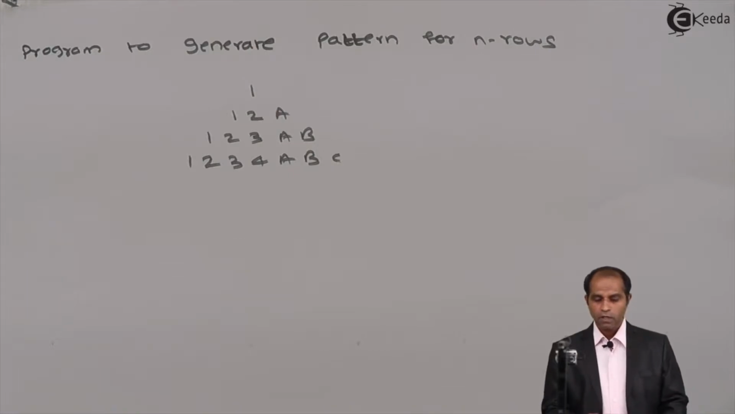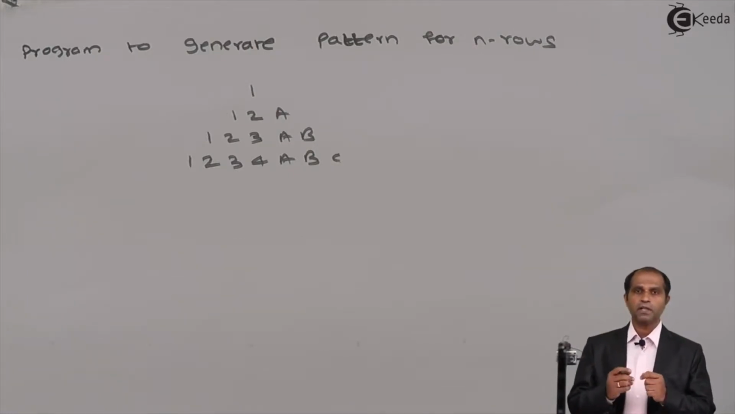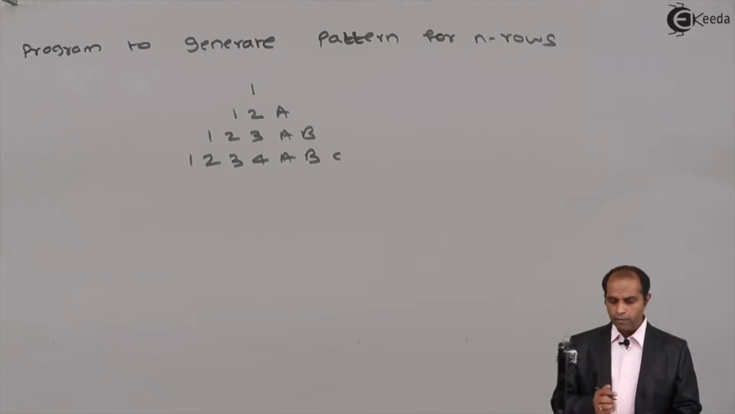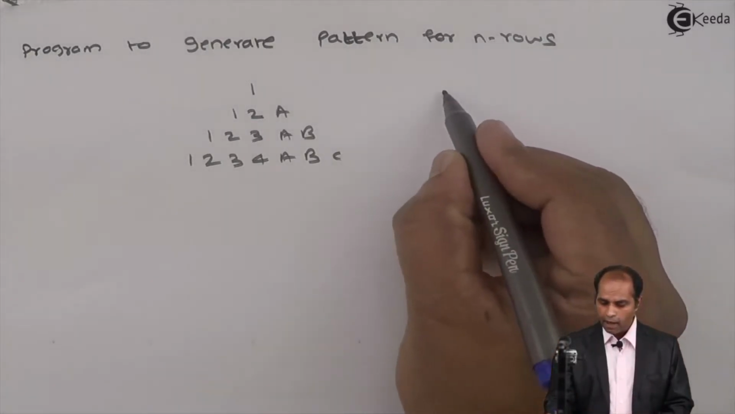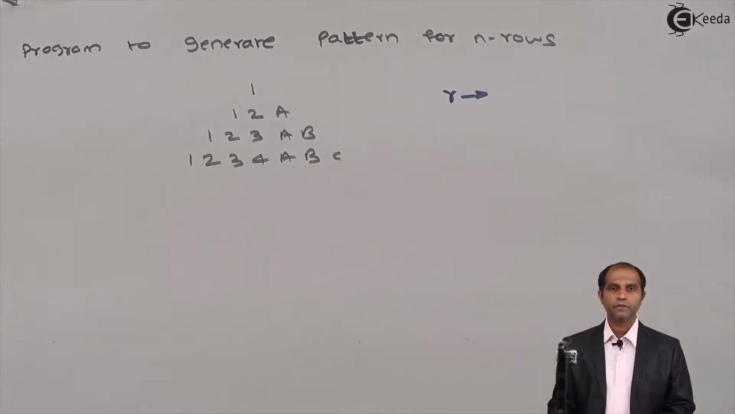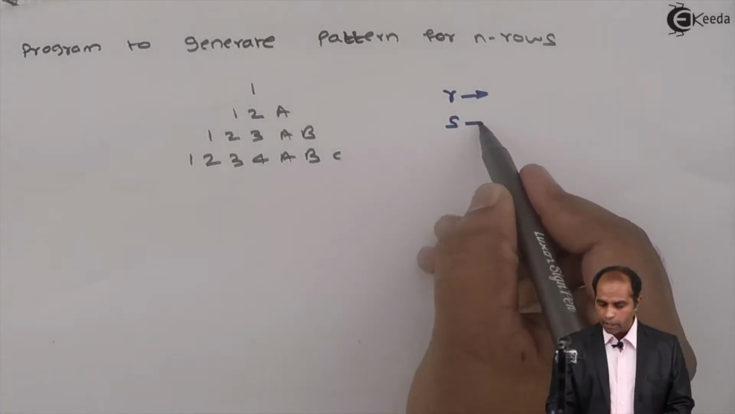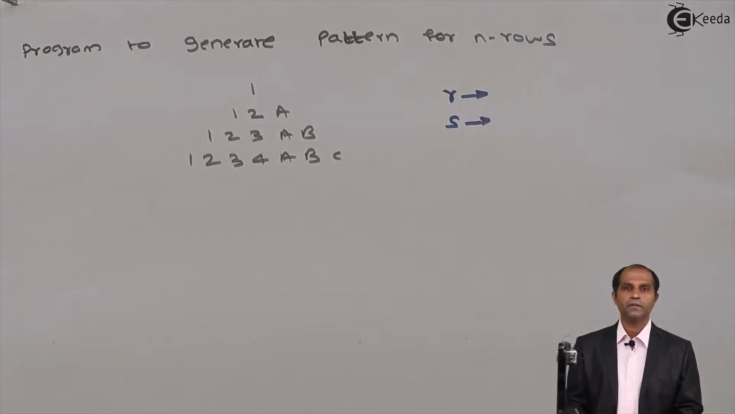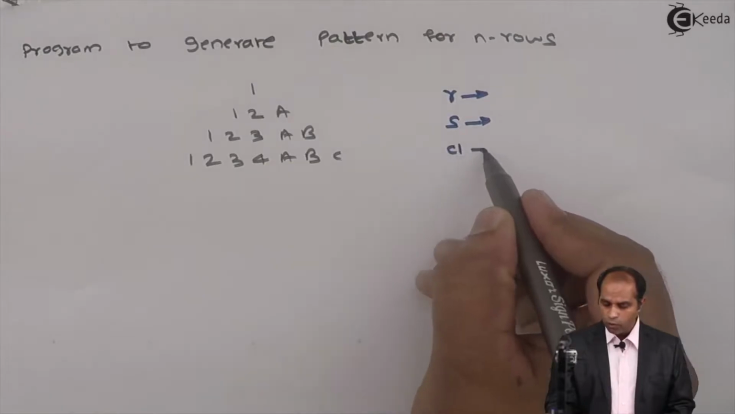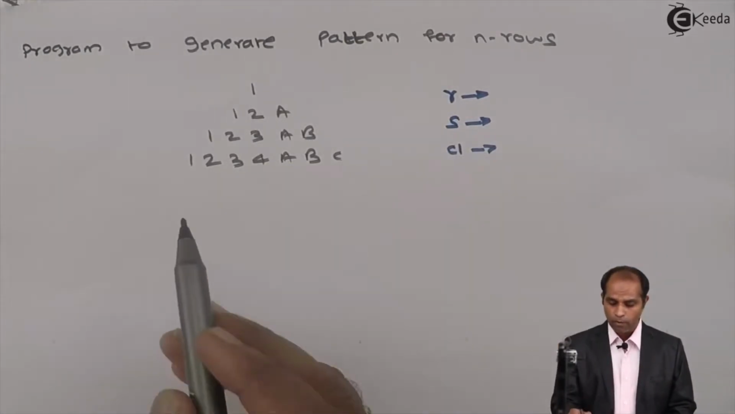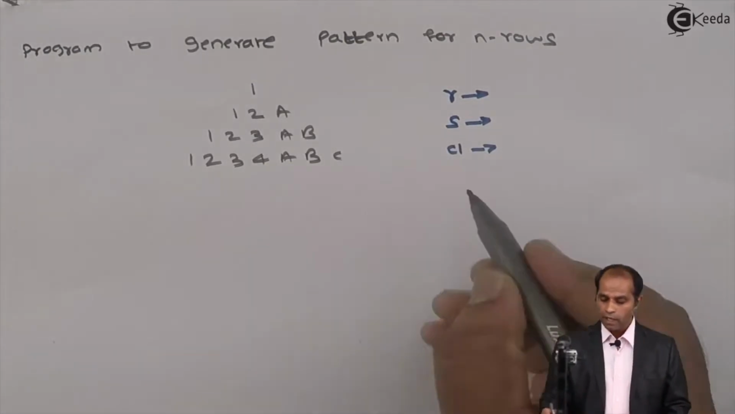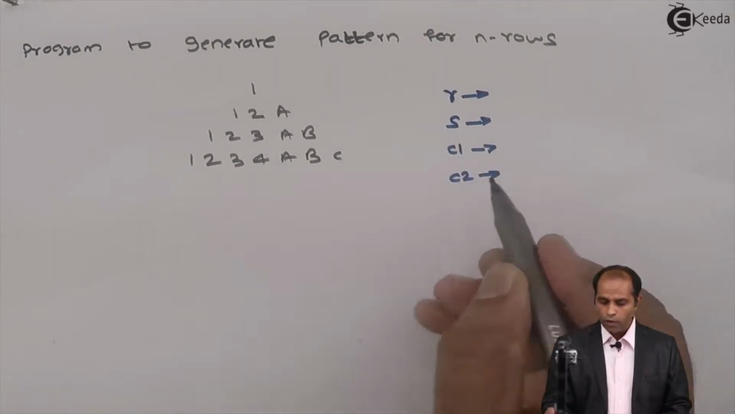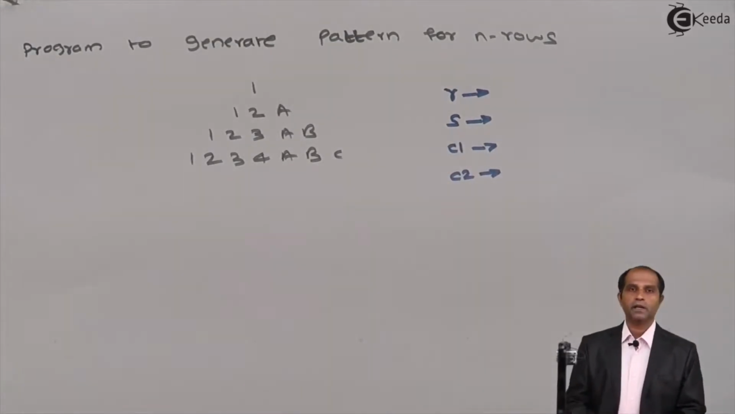Now the question comes, since we have studied an equilateral triangle, and in that equilateral triangle we have said that R is going to indicate the number of rows, S is going to indicate the number of spaces which are supposed to be generated, C1 is a loop which is going to generate the pattern from extreme left till mid, and C2 is after mid till the extreme right.